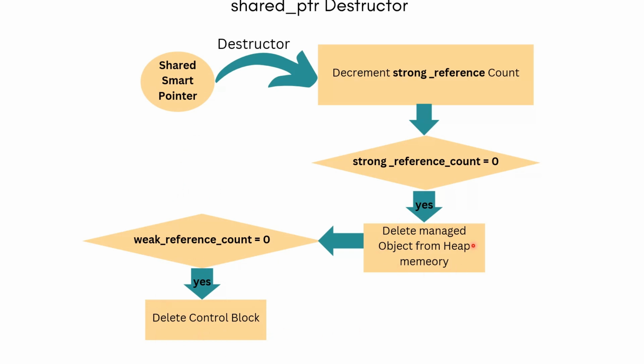But here the object is deleted, but the control block still exists, so that whoever is holding the weak references will know. If you remove the control block here, and some other thread or somewhere else is holding the weak pointer, then they will crash when they try to get the shared pointer. So it won't delete the control block. Whenever the weak reference count is 0, then the control block will be deleted.